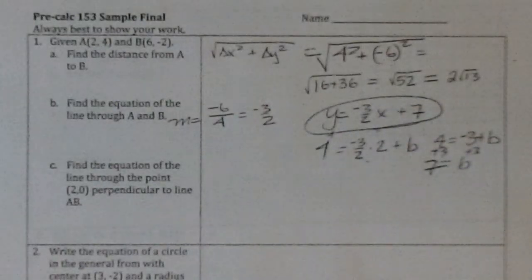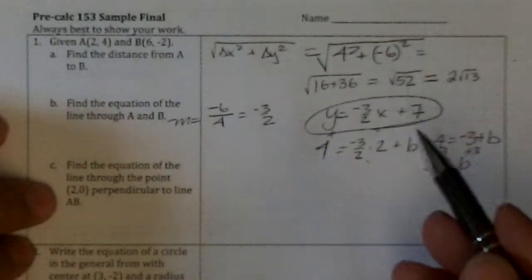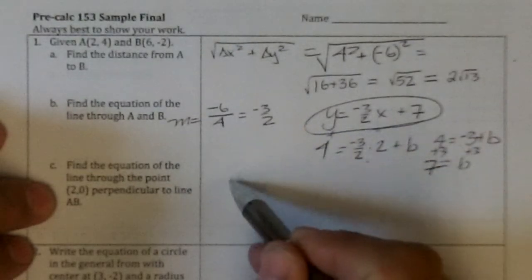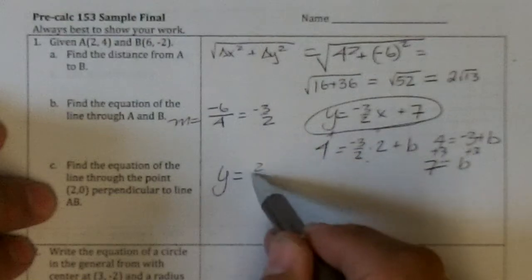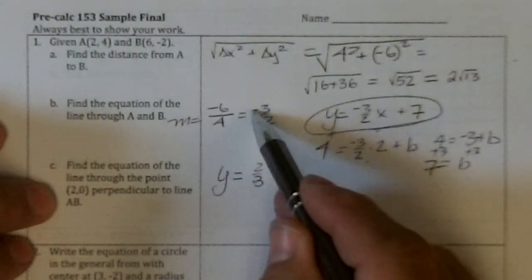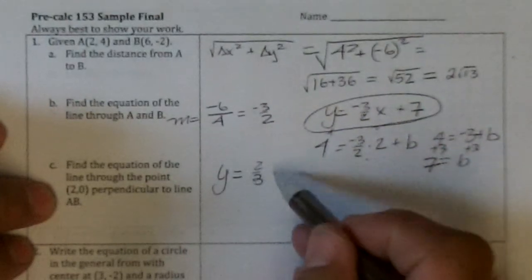My equation. Find the equation of the line through the point 0, 0 perpendicular to this one. So the slope is the negative reciprocal. So it's going to be y equals 2/3. Negative, so change it from minus to plus. Every reciprocal, flip it over.